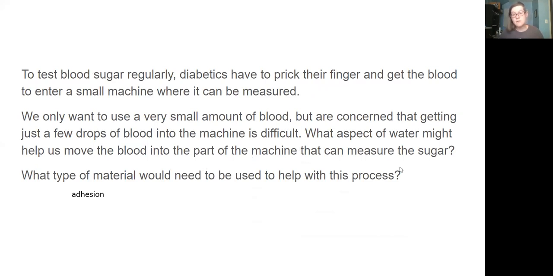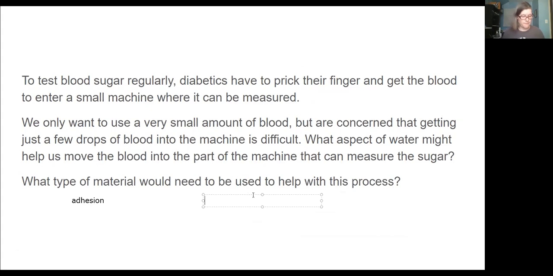So what do you do with this? Well, we want the water to do the same thing, to climb or to move. We call that property of water, it's a little different, cohesion. Cohesion is when water molecules stick to another thing. It says what type of material will be used to help with this process? Well, it needs to be something that sticks to water. Something that, for instance, likes water so the water can climb it.